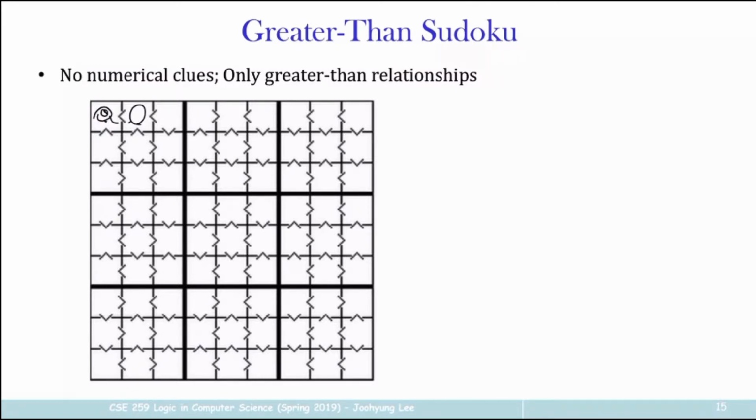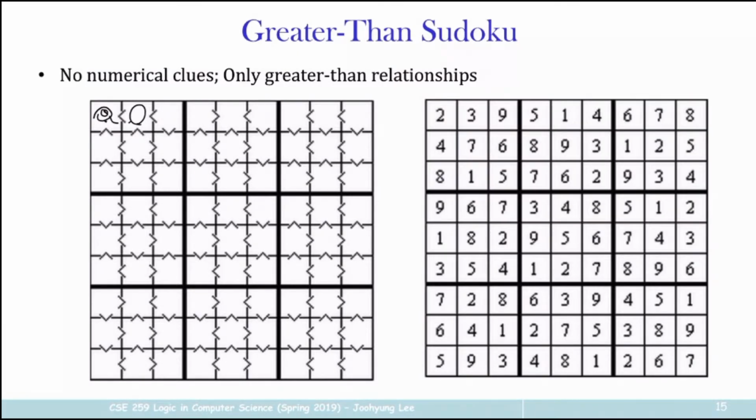I don't know whether people actually play with this example. This is the solution, okay? And as you see here, if you look at these two positions, 3 is bigger than 2, okay? And these two positions, 9 is bigger than 3, okay? So you can check that all these positions satisfy the requirement, in addition to the basic requirement. Okay?